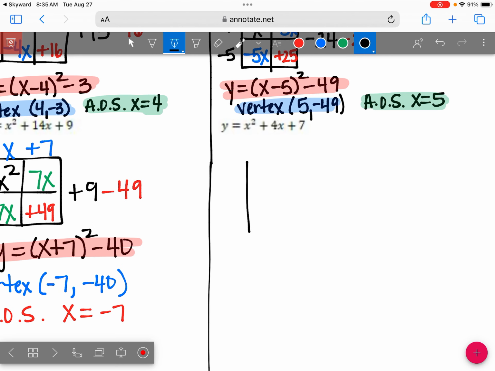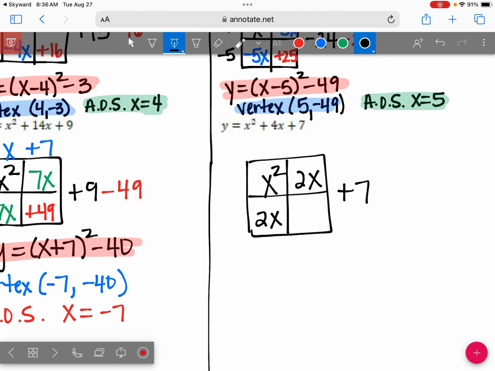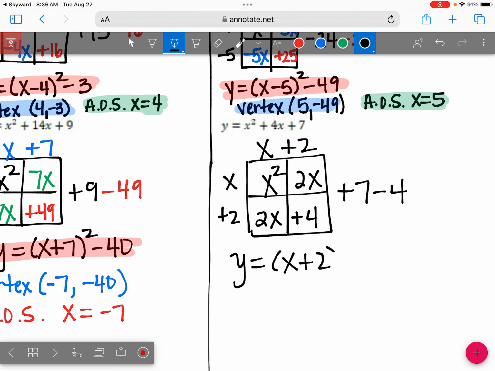So we make our square. Seven goes on the outside. What's half of 4x? 2x. And then what's the number that completed the square? 4. But whatever you put on the inside, you subtract it from the outside. So your equation becomes x plus 2 squared plus 3. Your vertex is at -2, 3. And your axis of symmetry is x equals -2.